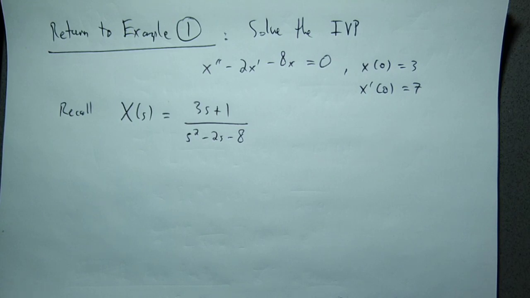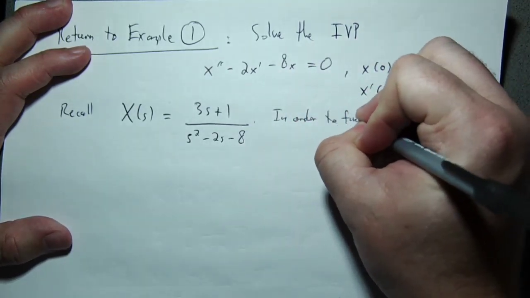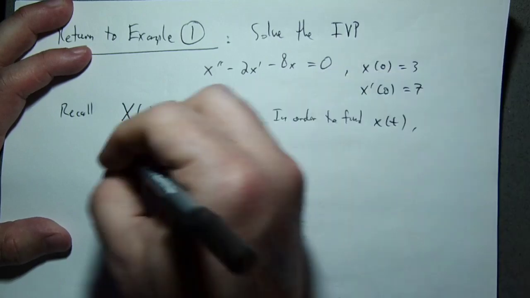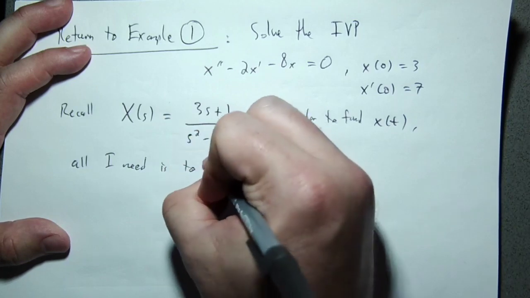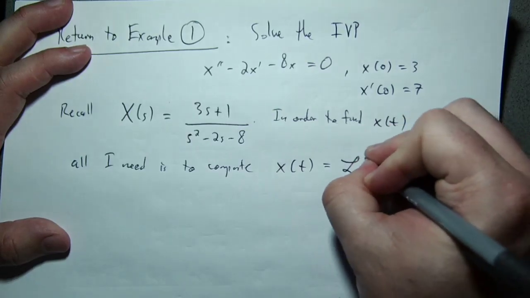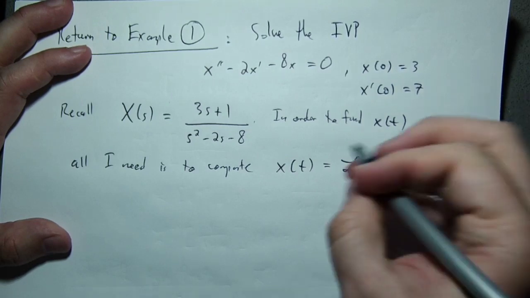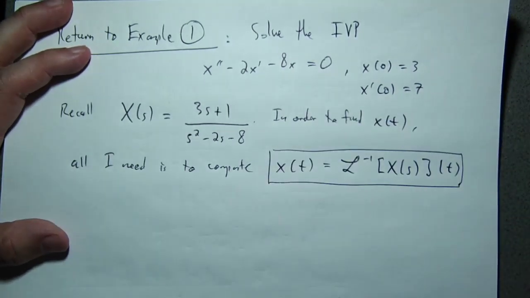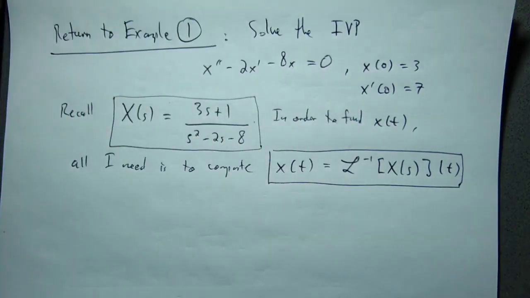So, what do I do here? In order to find little x of t, all I need is to compute little x of t, which is actually the inverse Laplace transform of big X of s. That's it. So all I need to do is compute the inverse Laplace transform of this.